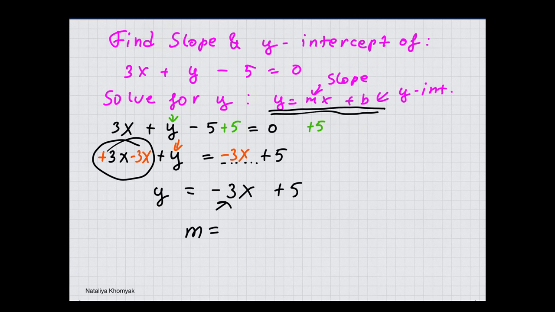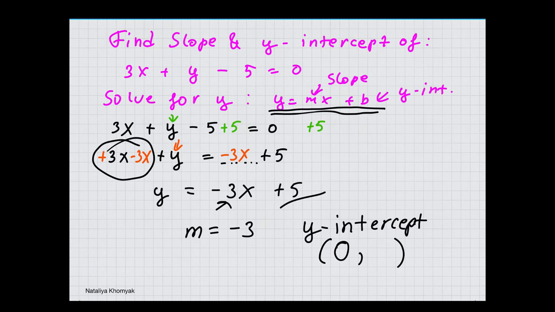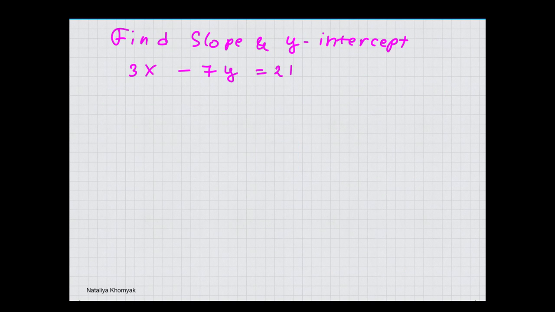So we have negative 3 is our slope, and y-intercept always happens when x is equal to 0, and this is our number, positive 5. If you're not sure about your y-intercept, you can always plug in x equals 0 into the equation and solve for y, and you should end up with this point, no problem. So let's do more of similar examples.